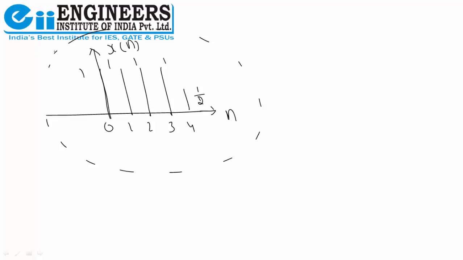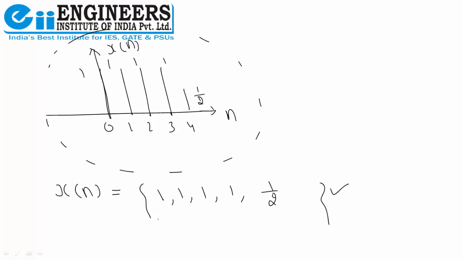So how do you perform the operation? You should know that any discrete time signal is also represented like this: x of n is equal to 1, 1, 1, 1 and 1 by 2. Now how should we know that this equation is equivalent to this figure? If you know the equation, how do you draw the figure?